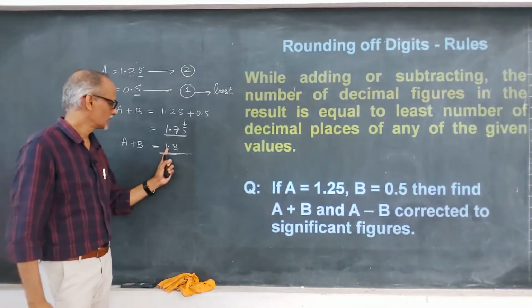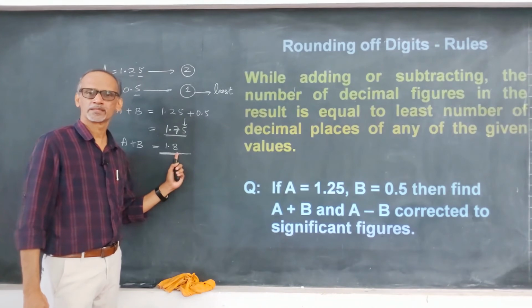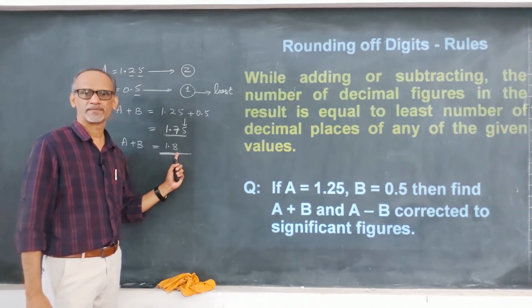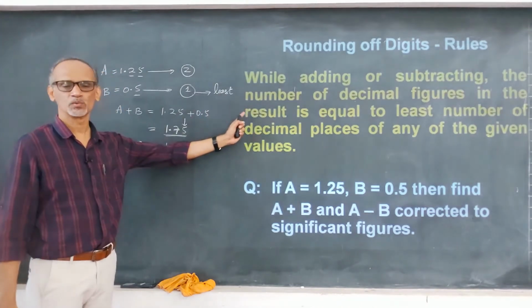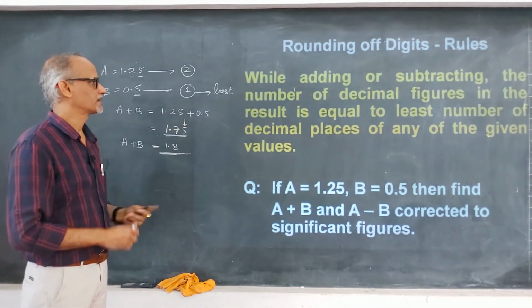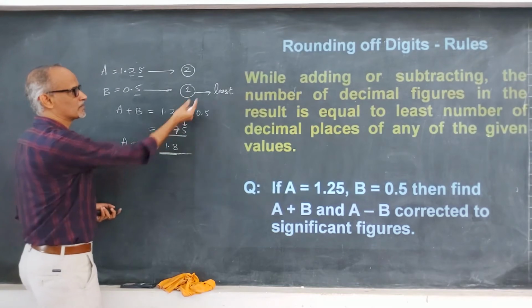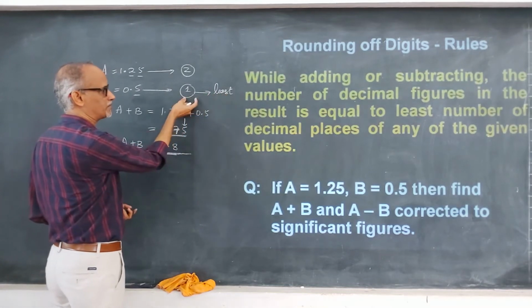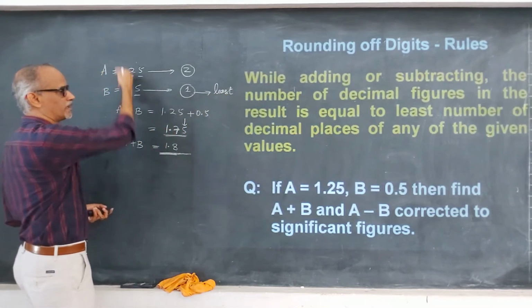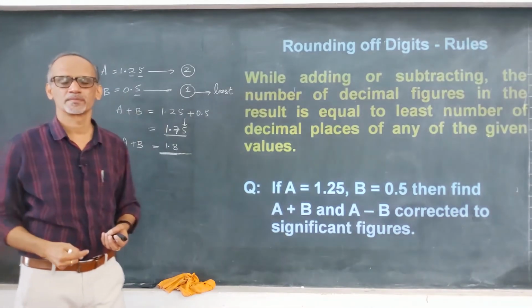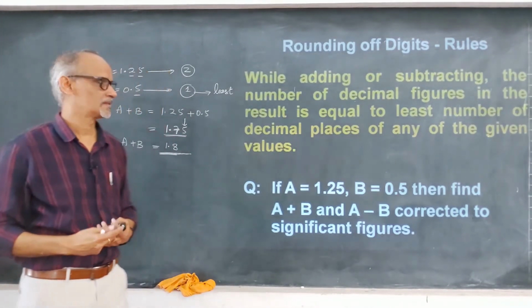And you can see there is only one decimal place here in the final answer, because that is what the rule says. The rule is while adding or subtracting, the number of decimal figures in the result is equal to the least number of decimal places of any of the given values. I hope it is clear.